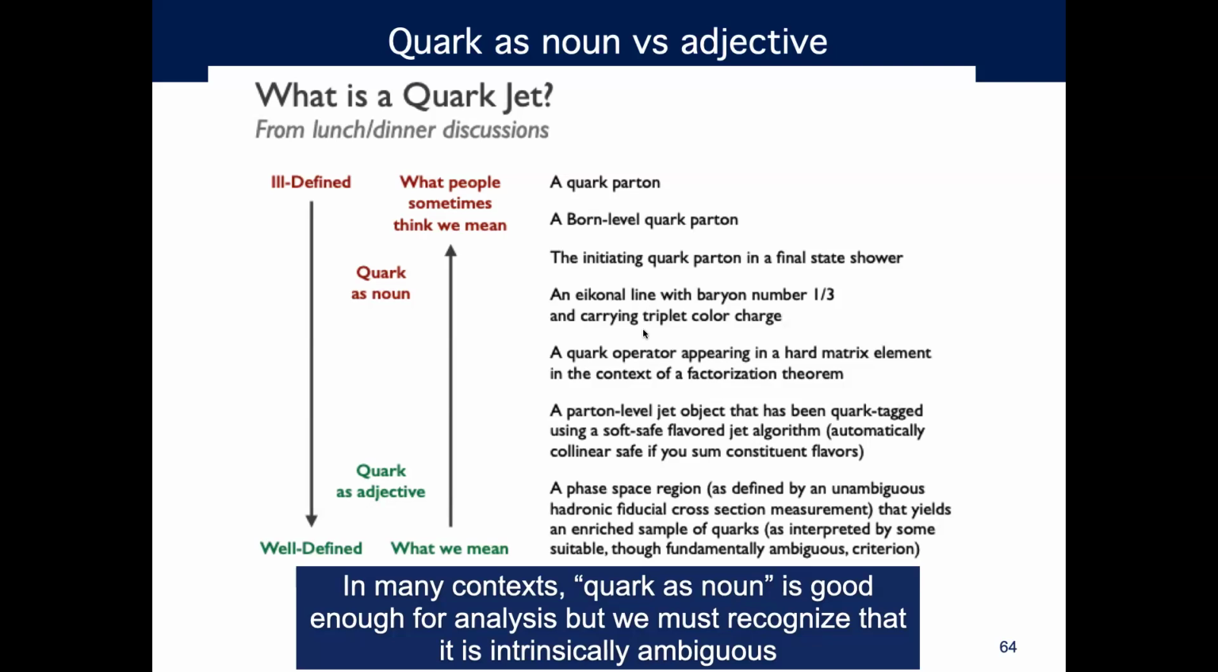As you keep getting farther and farther down, you get less and less like a noun and more like an adjective, right? It's very well defined to say we have a phase space region that yields an enhanced sample of quarks. Okay. Quark as noun is usually good enough for many analyses, but you have to realize that it is strongly limited by the strong interaction. Right? It is not a very well-defined concept, and you have to be careful about what you say and where, because you can get into meaningless statements pretty fast. But this is really what we're talking about when we're looking at analyses. One of my graduate students is looking at the difference between jet masses in quark-enriched and gluon-enriched samples.